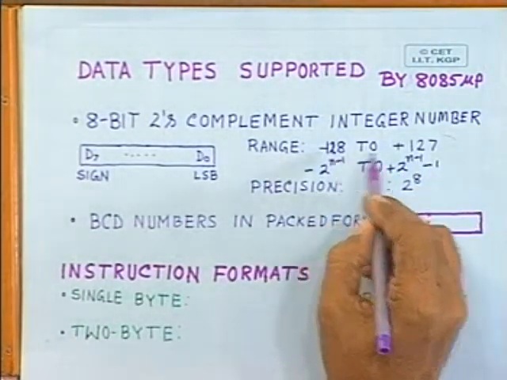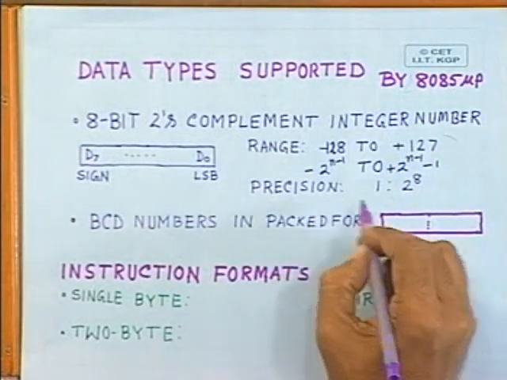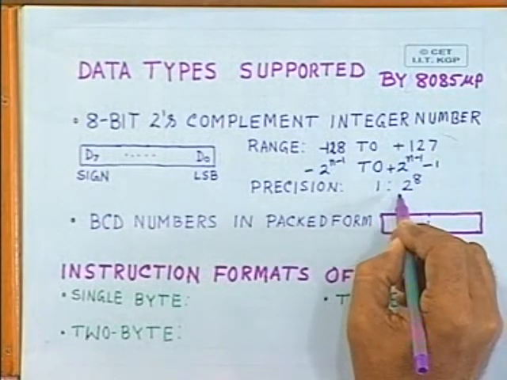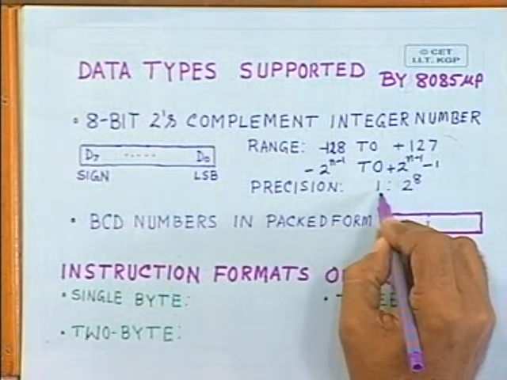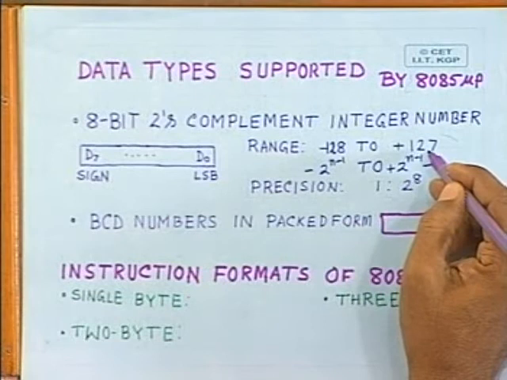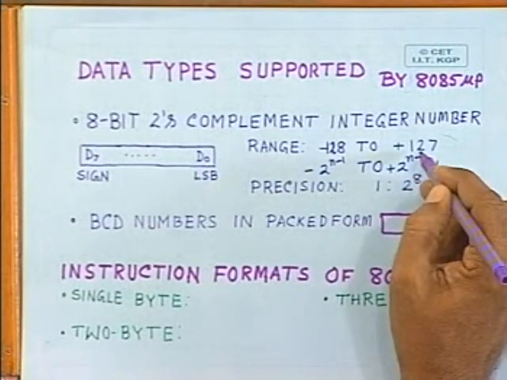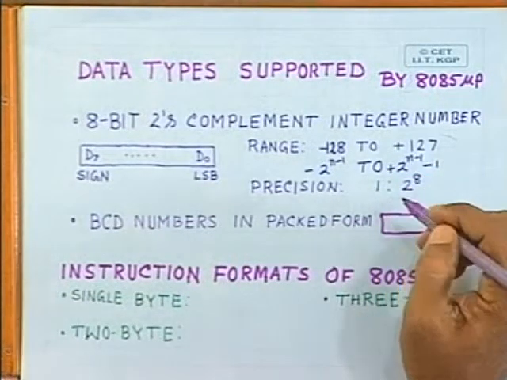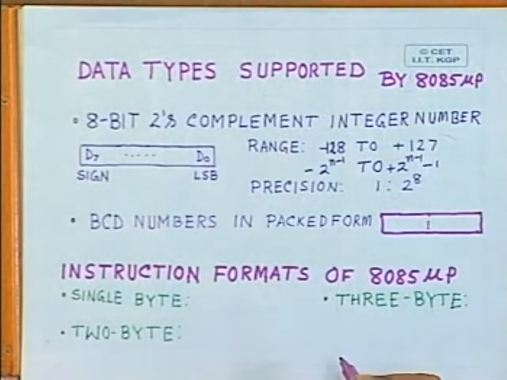So it has a very limited range and also very limited precision, 1 in 2 to the power 8, that means 1 by 256. If you want higher range or better precision, you have to go for larger number of bits, that is 16-bit or 32-bit.